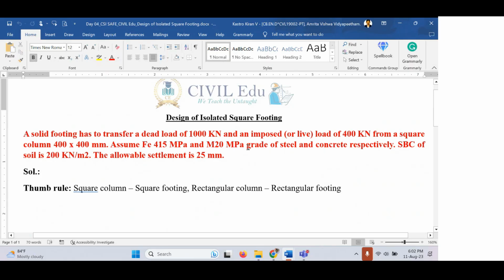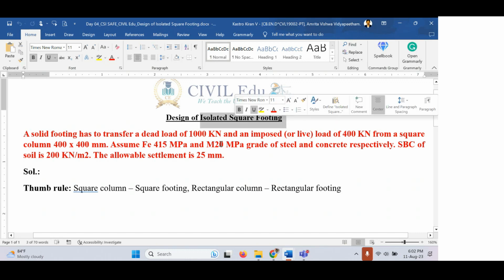So in the last session, we were talking about how to do the design of isolated rectangular footing. In this particular session, we are going to focus on how to do the design for isolated square footing. That's what we are going to focus on.